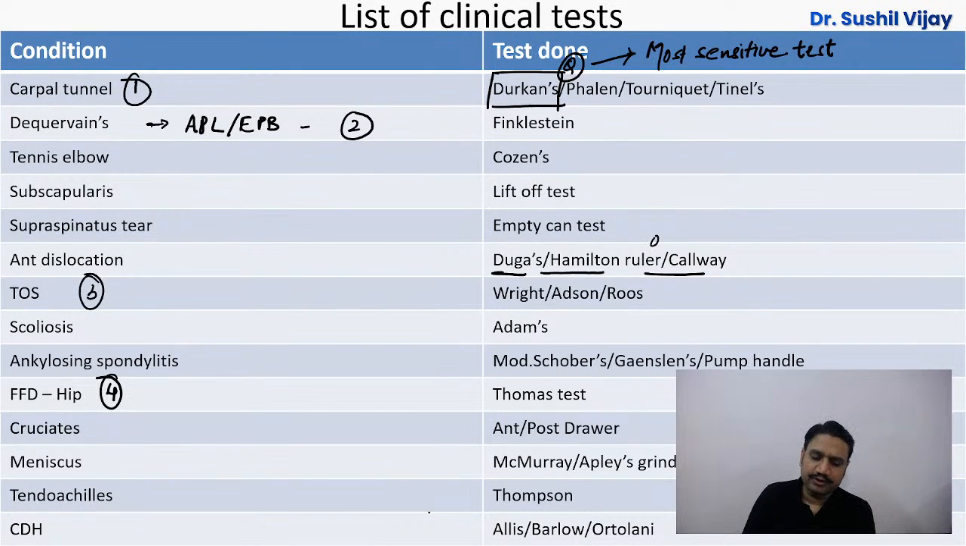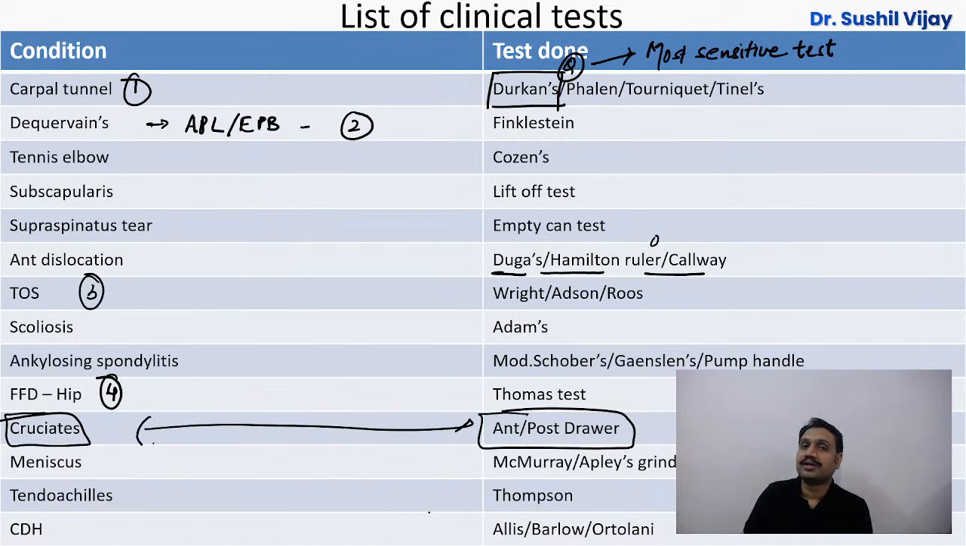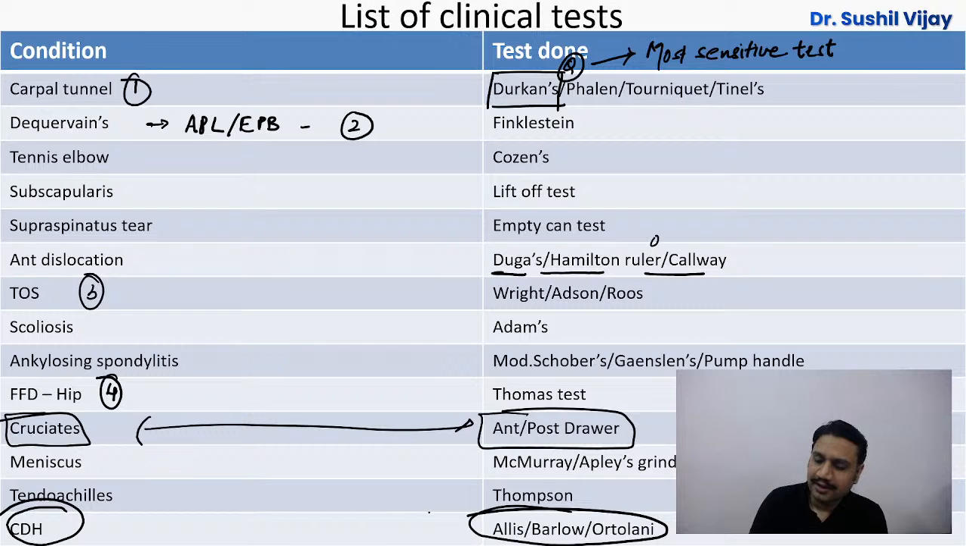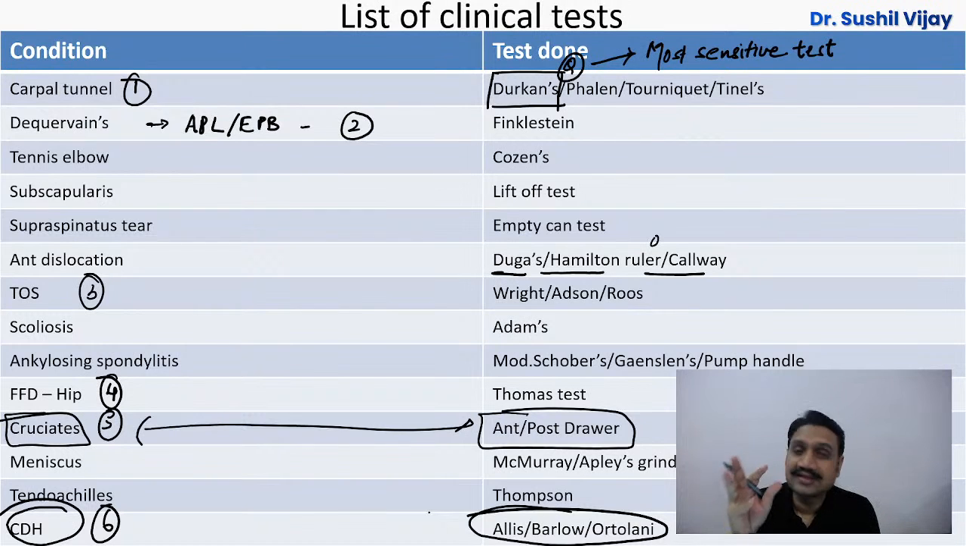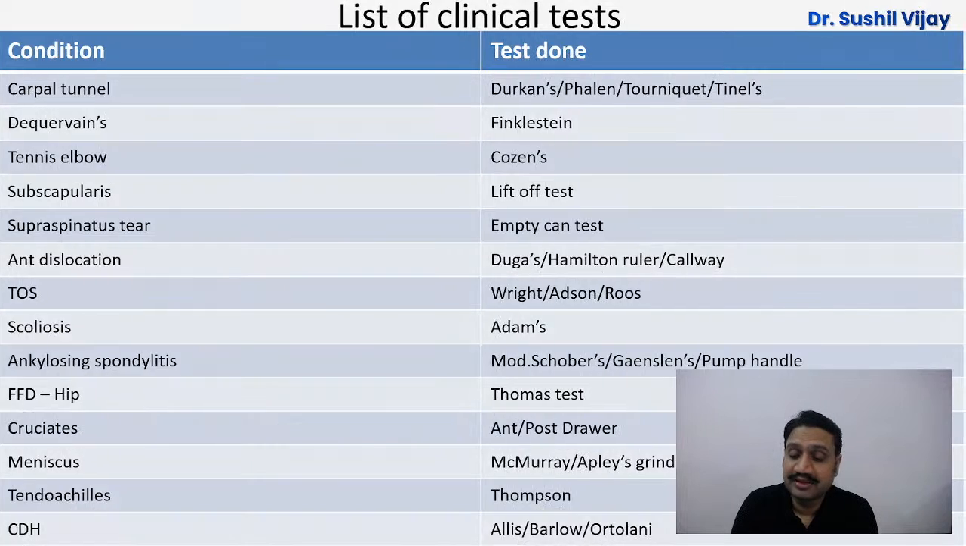And then definitely for the cruciates and the menisci. For cruciate, what we do is anterior and posterior draw test. All right. So these are the different tests which I want you to remember. And definitely about the CDH, congenital dislocation of the hip, you can also see the Ortolani, Barlow's, or the osteotomy. So I would say number 5 and number 6, I want you to remember these 6 tests by heart. These are very potential areas, the questions which can be there in your exams.